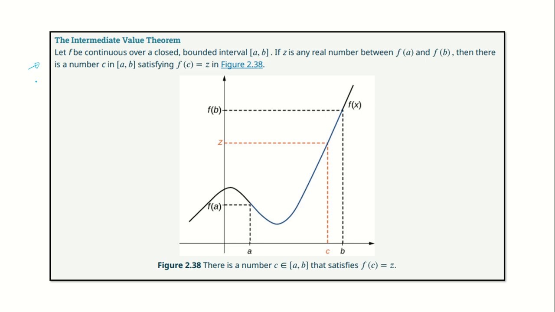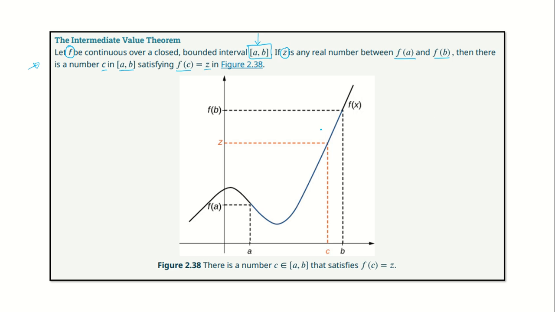But the theorem here says, if f is continuous over a closed bounded interval, here the interval is a to b, closed interval, and z is any real number between f of a and f of b, then there is a number c in between the interval a and b, satisfying f of c equals z.